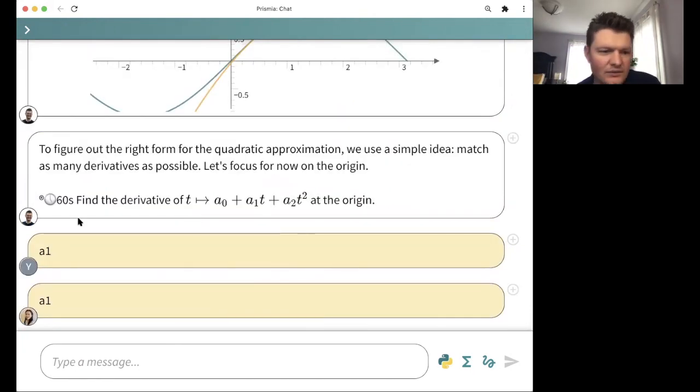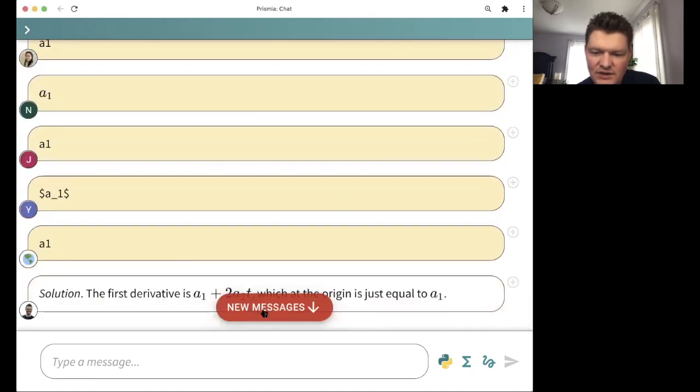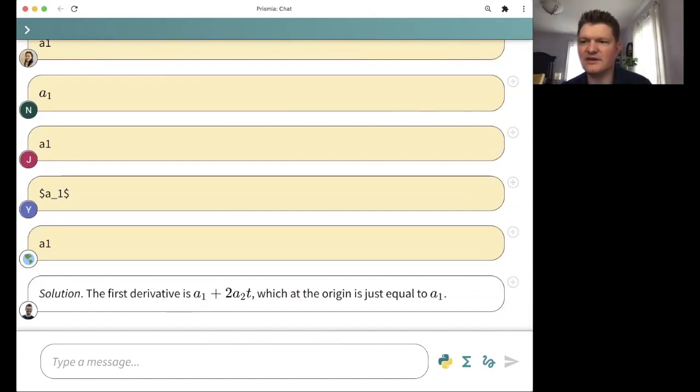Okay, great. So the derivative of this function is a1 plus 2 a2 times t, which at the origin is just equal to a1. It seems like a pretty basic exercise, but it's an important idea. When you differentiate a polynomial and evaluate it at the origin, the constant term goes away, and then everything past the linear term also goes away because it's still going to have a t in it. So when you substitute t equals 0, that part goes away. What you're left with is the linear term.